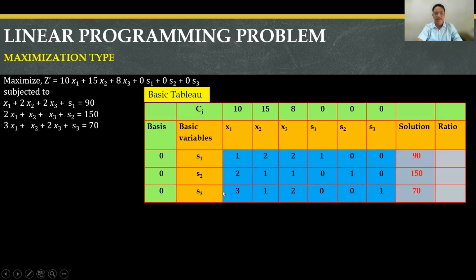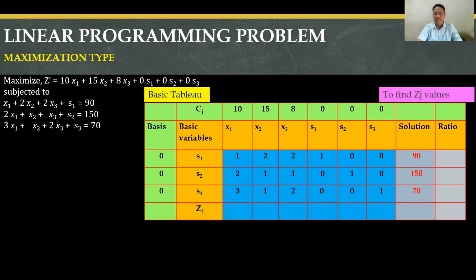This basic table has the values of x1, x2, x3 from the three constraints, and s1, s2, s3 from the three constraints. Here in the Cj row, we have the coefficients of x1, x2, x3, s1, s2, s3 from the objective function. And here we have the basic variables s1, s2, s3, and in the objective function their coefficients are 0, 0, 0 respectively. And the solution column is taken as the right hand side of the constraints.